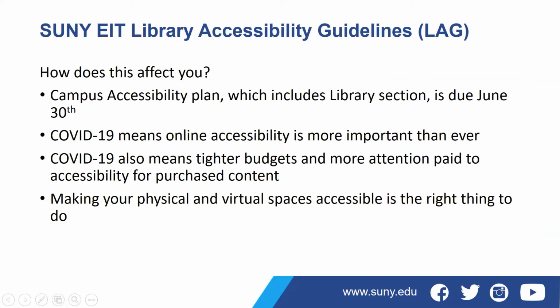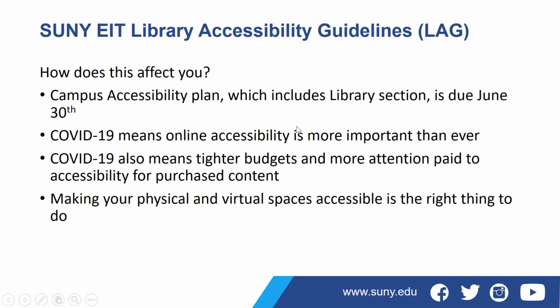So why should you care about this stuff? As I mentioned, the campus accessibility plan is due June 30th. It is a first draft. It doesn't have to be perfect. And my guess is that you're probably working with a committee on your campus to pull this information together, because the plan is not just the library, it's all of those 5 groups that I mentioned.